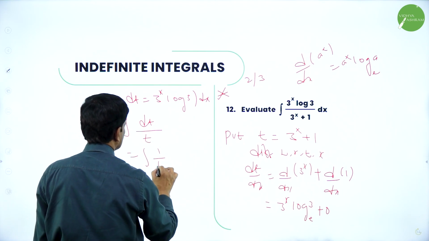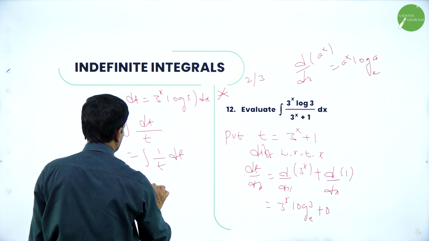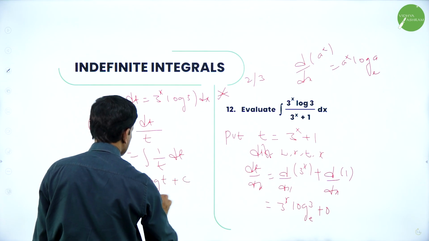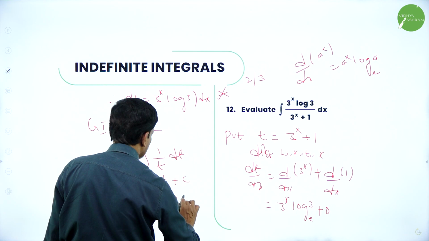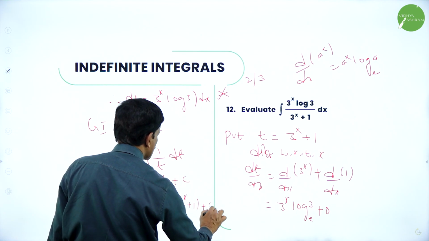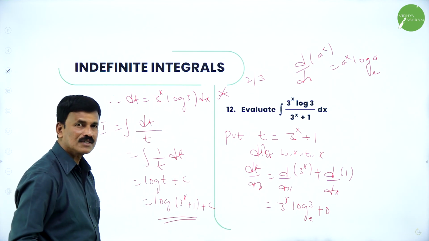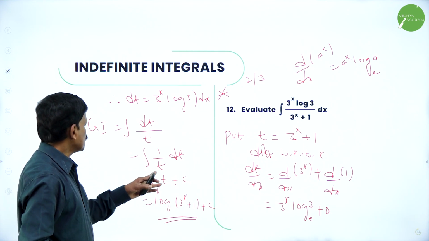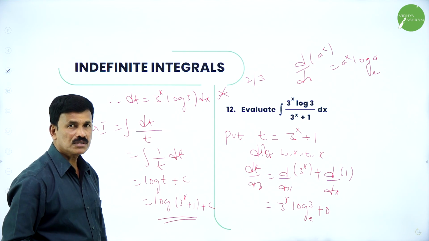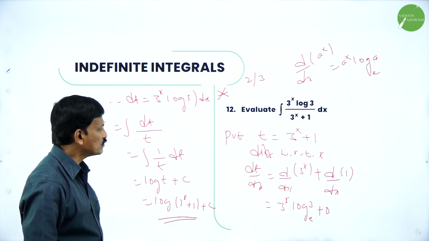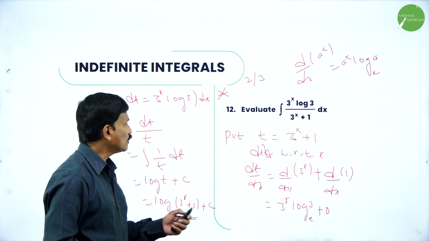So, this is integration of 1 over t dt. 1 over t integrates to log t plus c. What is t you have taken? 3 to the power of x plus 1. So, log t plus c, that is logarithm of 3 power x plus 1 plus c is the integrated answer. Very simple and important problem. Now, move on to the next problem.